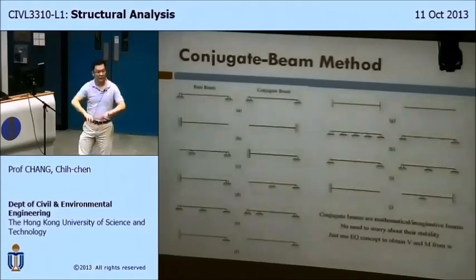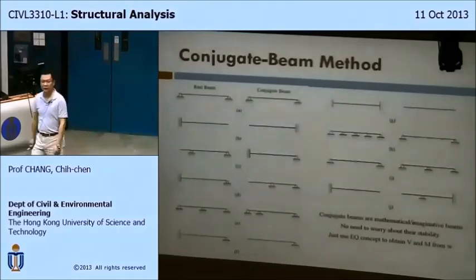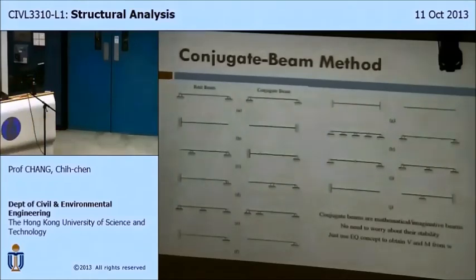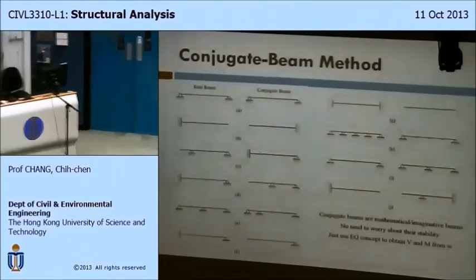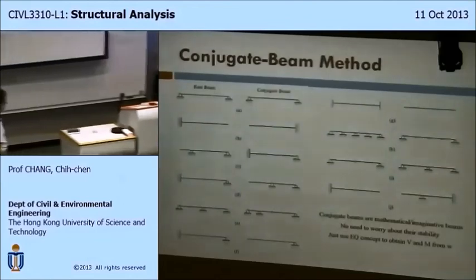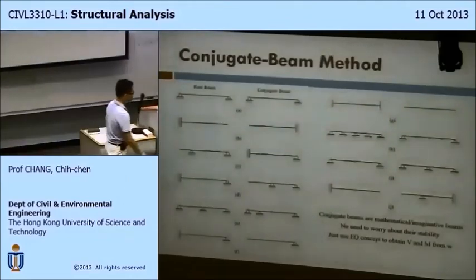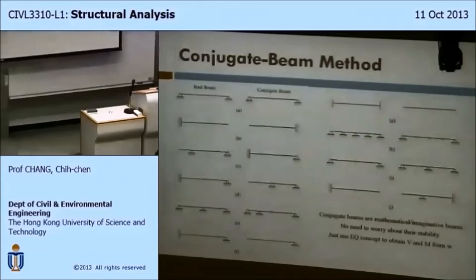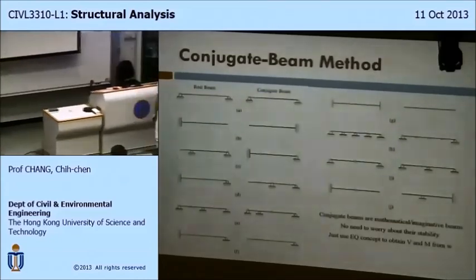So we say that we don't have to worry about the stability issue for the imaginary conjugate beams because they are not real beams. They are just mathematical interpolations of relationships. So you don't need to worry about the stability issue. They are not real beams. So all you need to do is the conversions, apply the loading, and then use equilibriums to finish up your analysis.